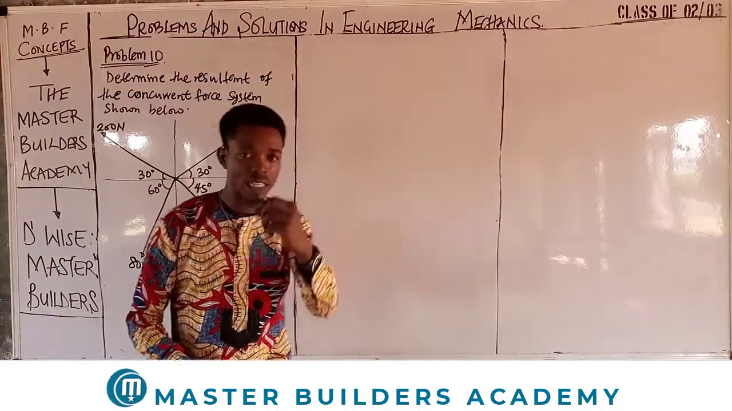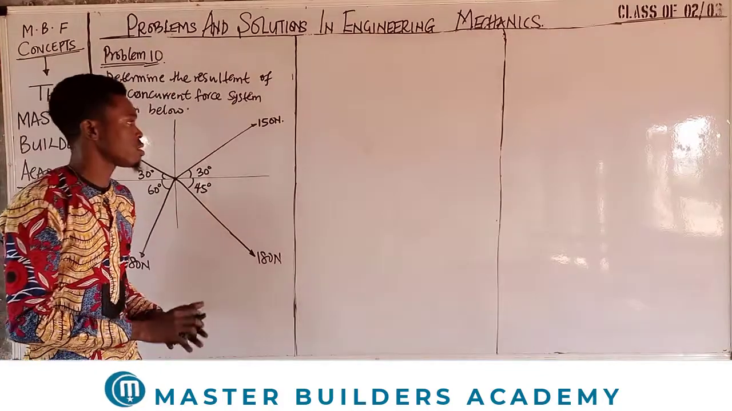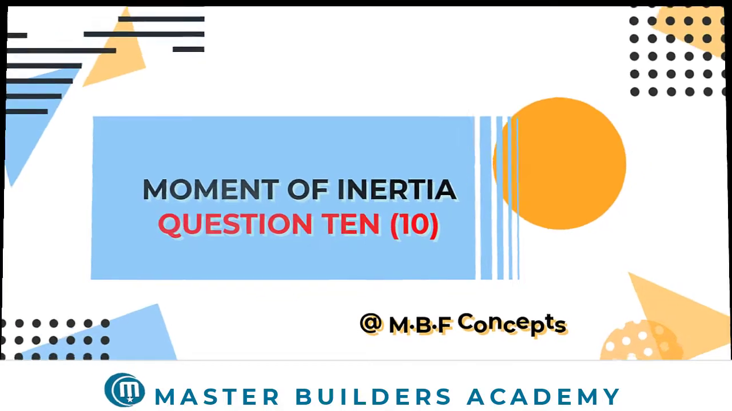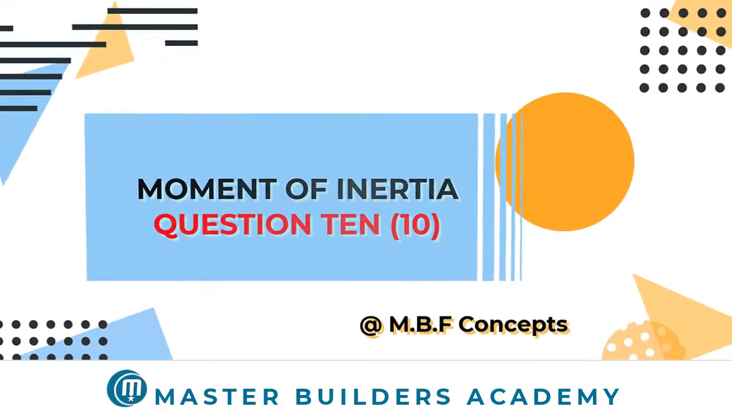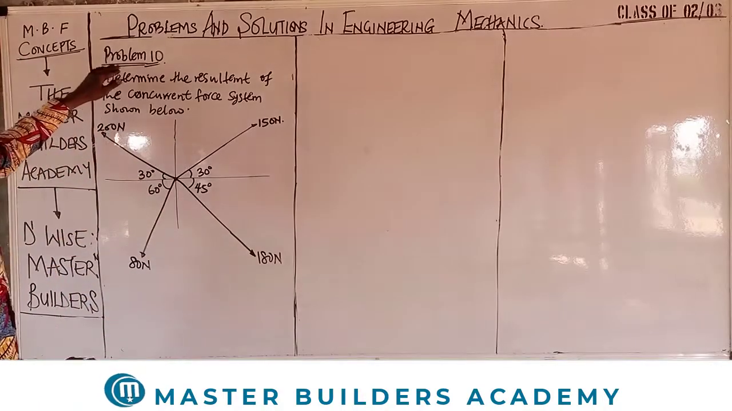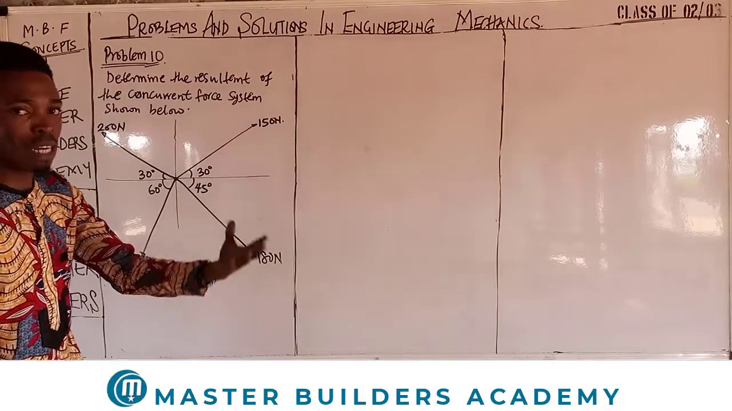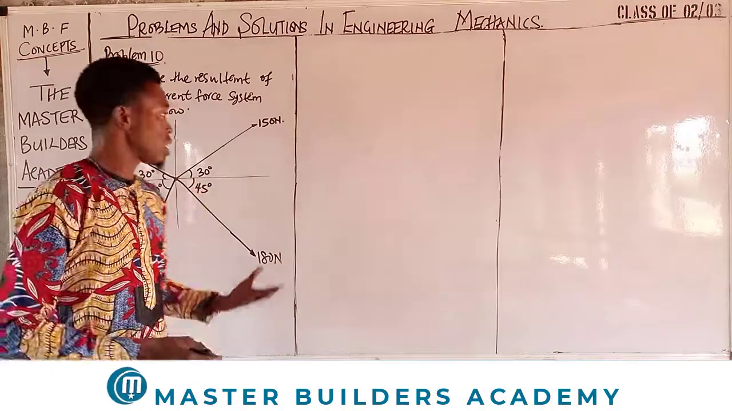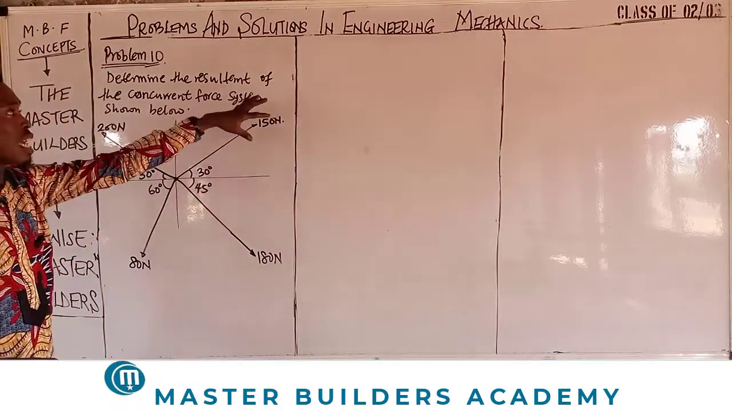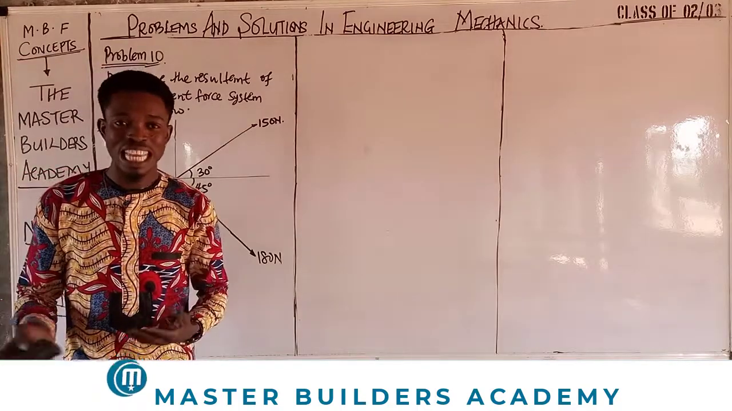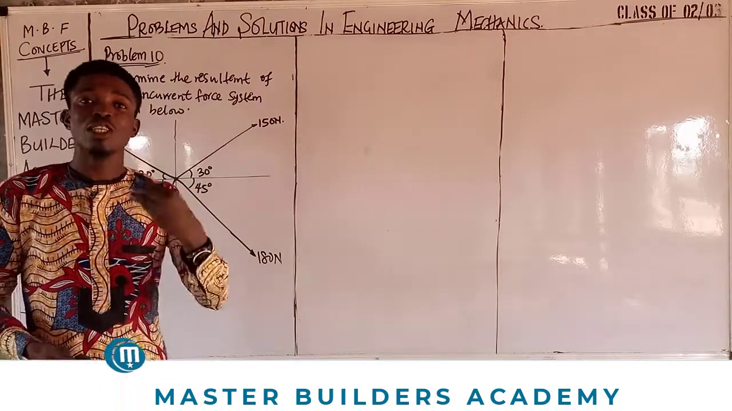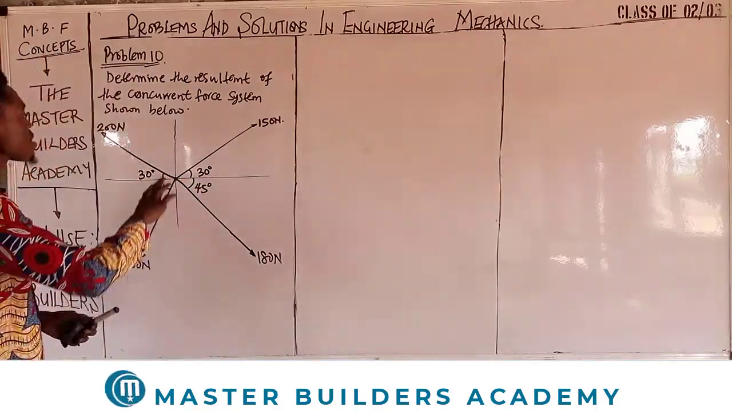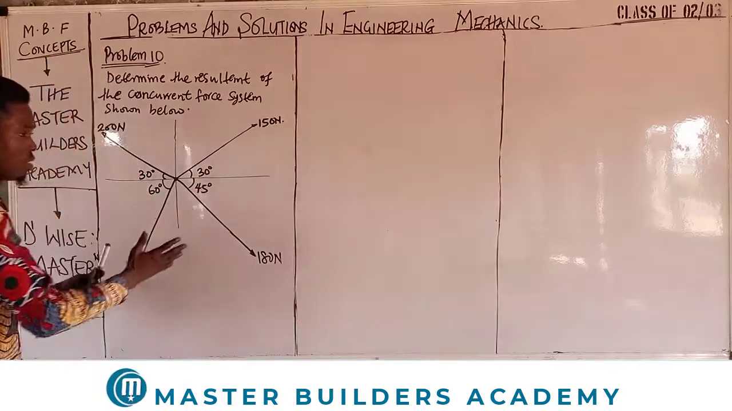The capacity is there. Now let's continue with what we have on the board. On the board, we have problem number 10. Remember, we are solving a series of problems in engineering techniques with some different subtopics. So now this is what we have. We are asked to determine the resultant. Sometimes you'll be asked to determine the resultant and the direction. Whichever case, you will always have the same result. You don't need to bother yourself about that. You have the same results.